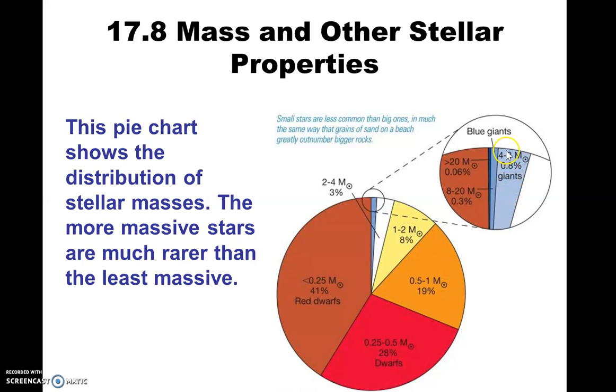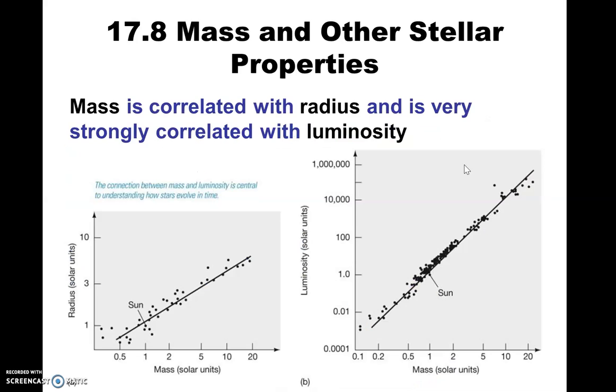Those are called giants. And then there are the blue giants that can be anywhere from 8 to 20 times the mass of the sun. Now you're getting down to 0.3%, and then more than 20 times the mass of the sun, you get to about 0.06%. So that's extremely rare to find stars like that. But they're out there. I mean, there are stars that are 100 times the mass of the sun.